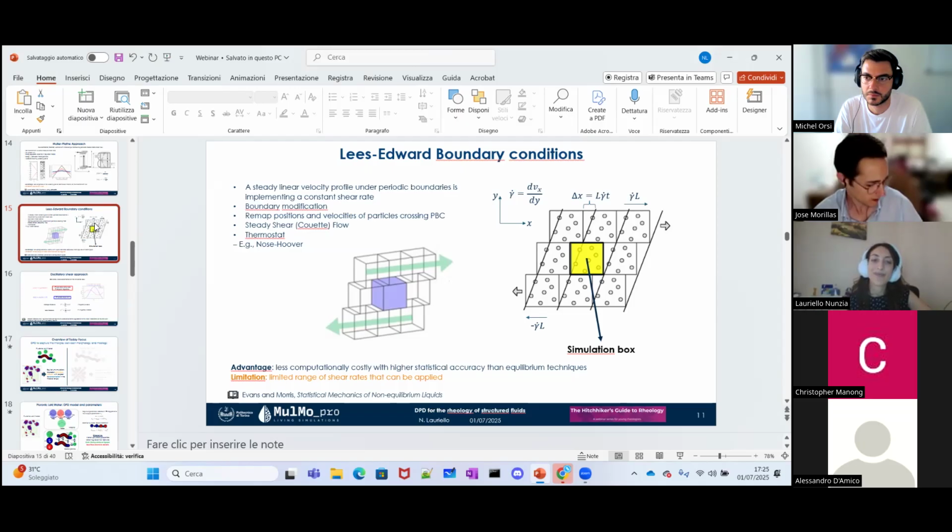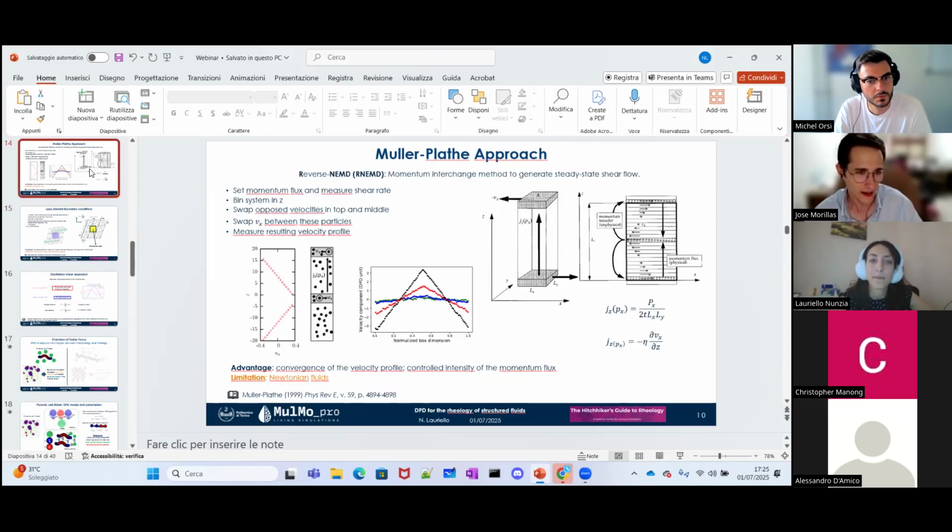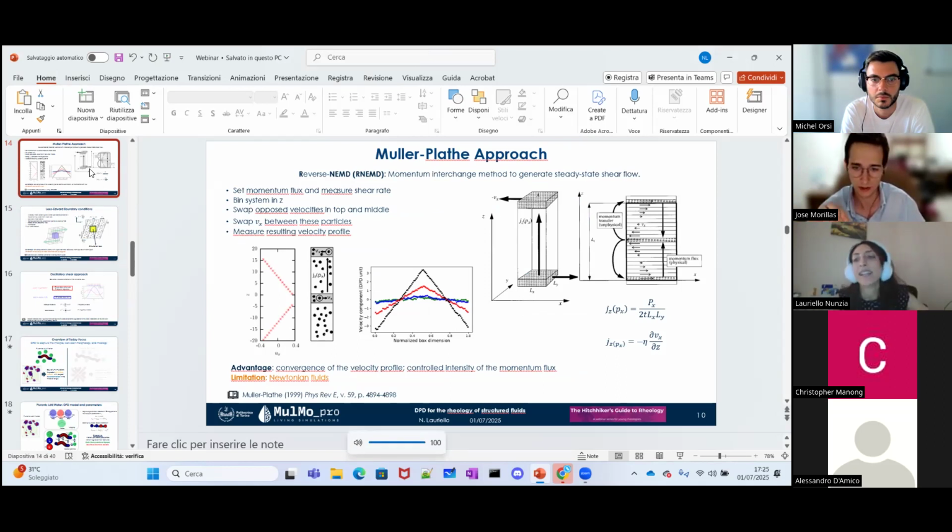Okay. The other question was about the previous slide with the other method. I didn't understand how you impose that boundary condition, because in Lees-Edwards, I think that when a particle goes out, it will move laterally when the particle goes into the box again. Okay, I can repeat.